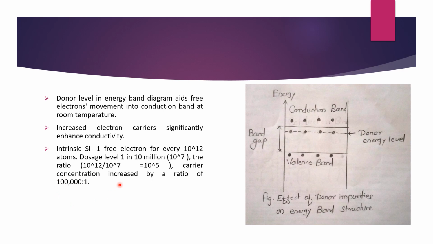We have increased the carrier concentration by this much ratio. If I am adding impurity in the ratio of 1 in 10 million atoms, that is 10 million atoms of silicon and 1 atom of impurity, it is setting this electron free, and previously it was setting this electron free. Now, because of this impurity, electrons are set free in this much ratio, which is significant in number.